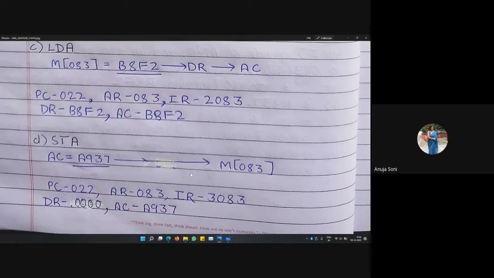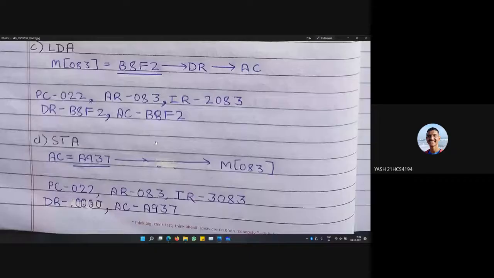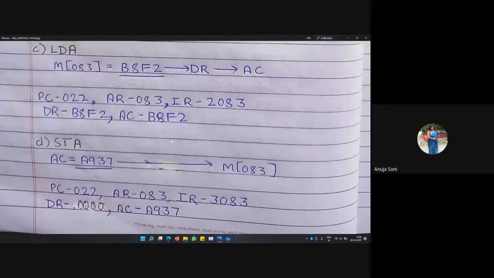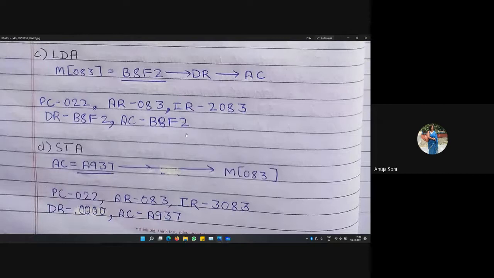Yes, this is my query: data directly from memory cannot be transferred to AC in the context of the common bus diagram. Do we have a direct connection? I think no. You will have to open the common bus diagram and see whether you do have the direct connections, because first of all you are transferring it to DR and subsequently to AC. Let me see.